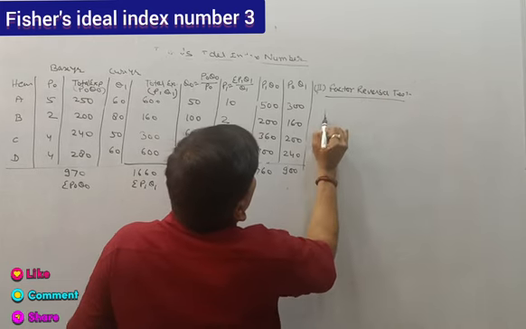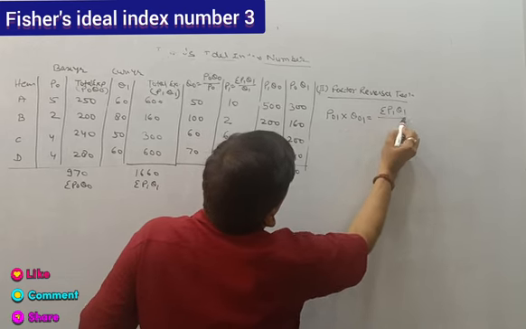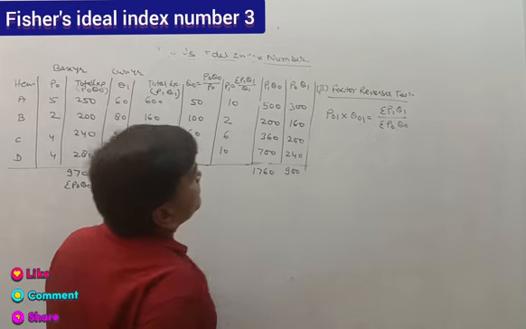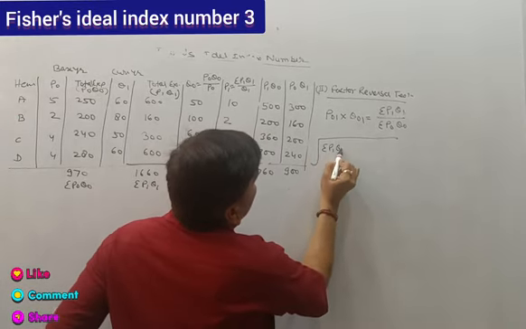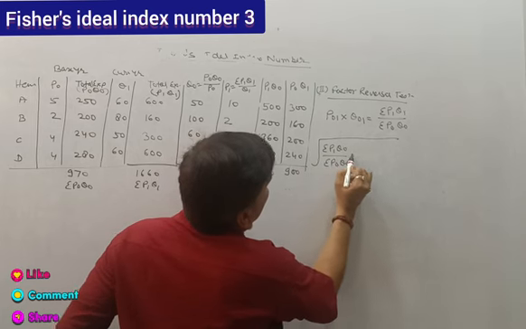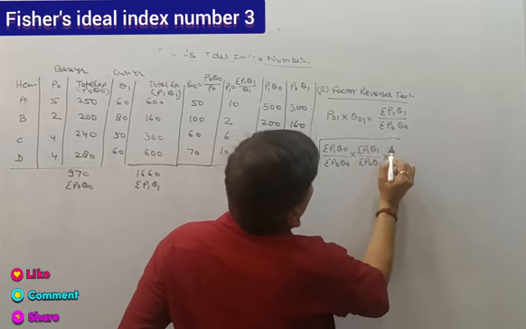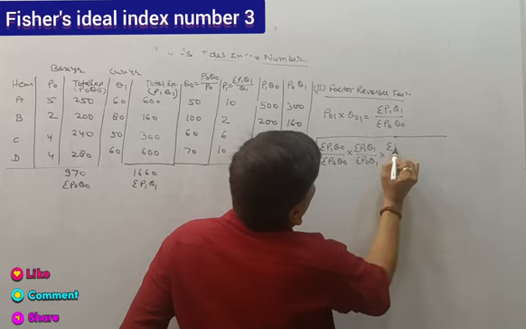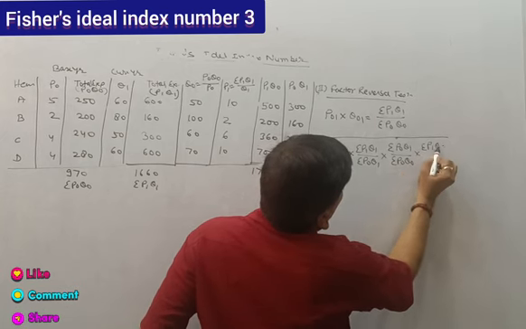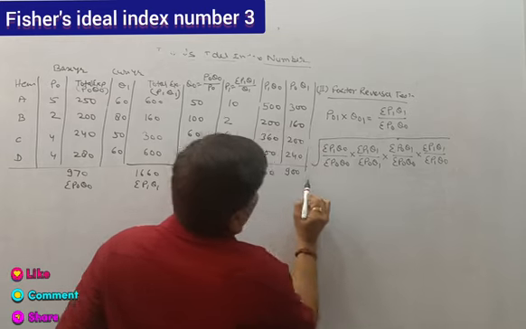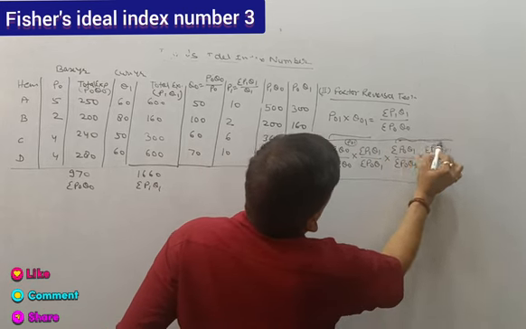For factor reversal test, price index multiplied by quantity index should be equal to total expenditure of the current year divided by total expenditure of base year. So the multiplication of this, that is sigma P1 Q0 divided by sigma P0 Q0 multiplied by sigma P1 Q1 divided by sigma P0 Q1, multiply sigma P0 Q1 divided by sigma P0 Q0, multiply sigma P1 Q1 divided by sigma P1 Q0. So this is P01 and this is Q01.